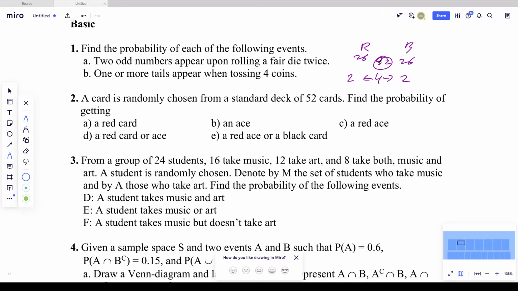So how many cards do you have? 52. Of those 52, there are 26 red, 26 black. Of those 52, there are 4 aces. 2 of those aces are red, 2 of those aces are black. So this 26 is actually 24 black cards that are not aces, and 2 of those are black aces. This is how it makes 26.